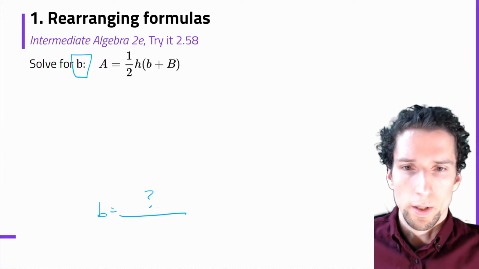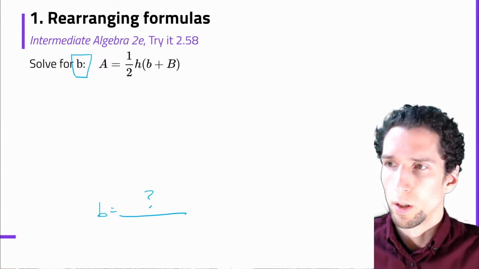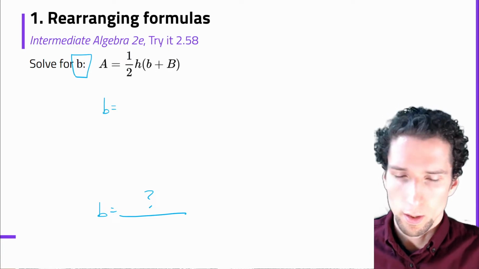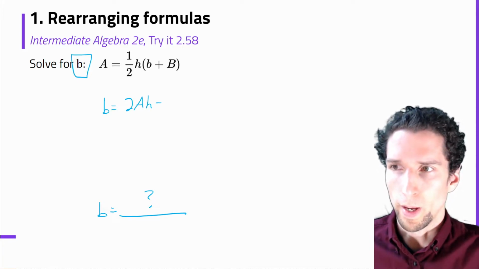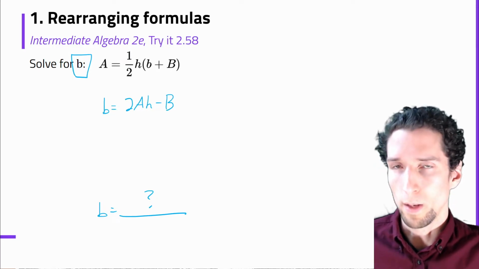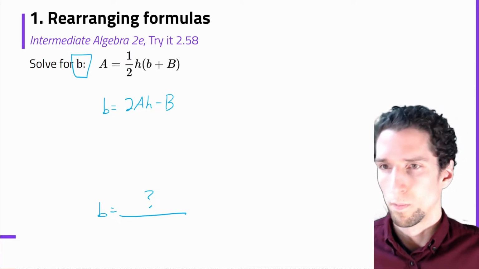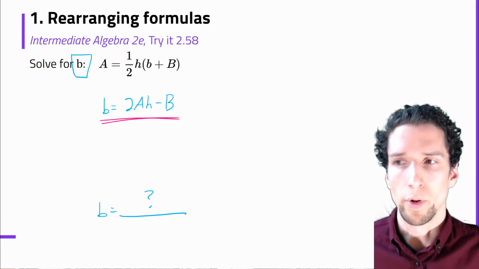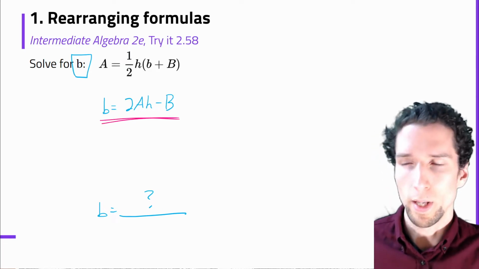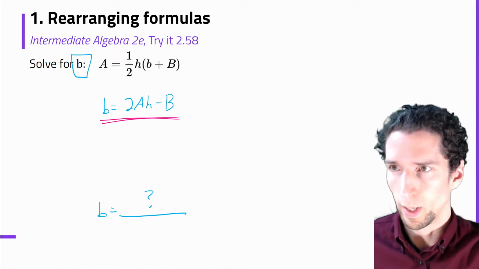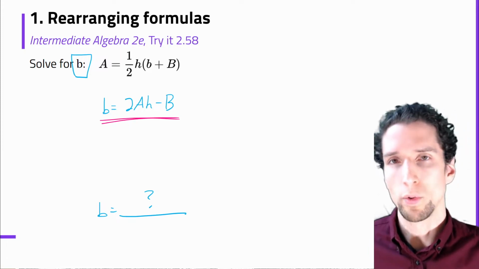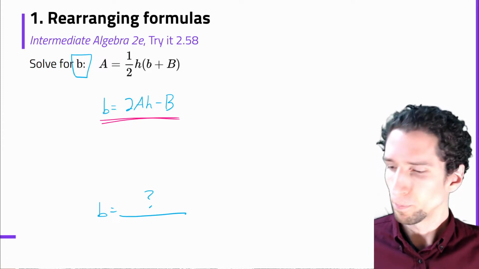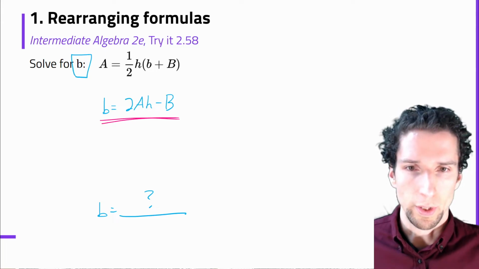All right, our solution here, hopefully what you got is this. Lowercase b here is equal to 2Ah minus capital B. Should be the result of you rearranging this. What is A, what is H, what is uppercase B or lowercase b? Doesn't matter. It's a formula for something, but we don't need to know that to be able to rearrange it. Okay, so there's our solution there.